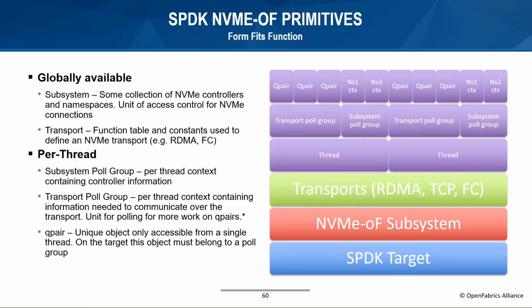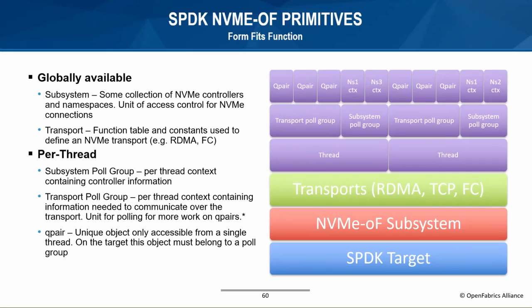the I/O path. In order to maintain scaling, we actually have a per-thread poll group structure. It is divided into two parts. The first is the subsystem poll group, which is really a convenient structure that contains a per-thread context of controller and namespace information. The second structure is the transport poll group, which contains the software abstraction necessary to actually communicate over the network transport.